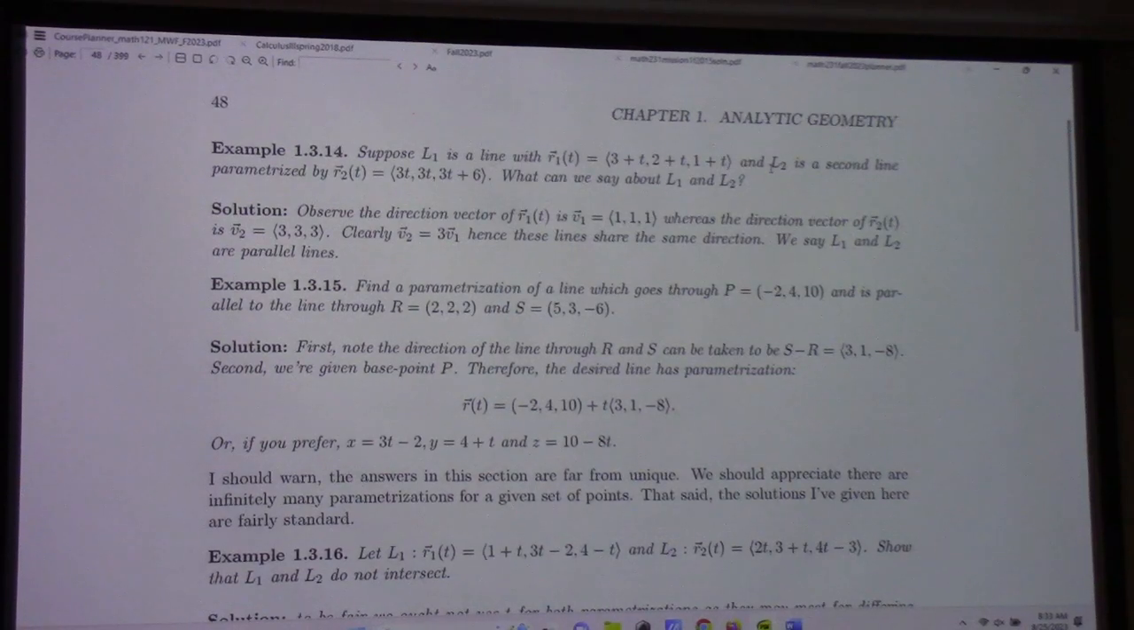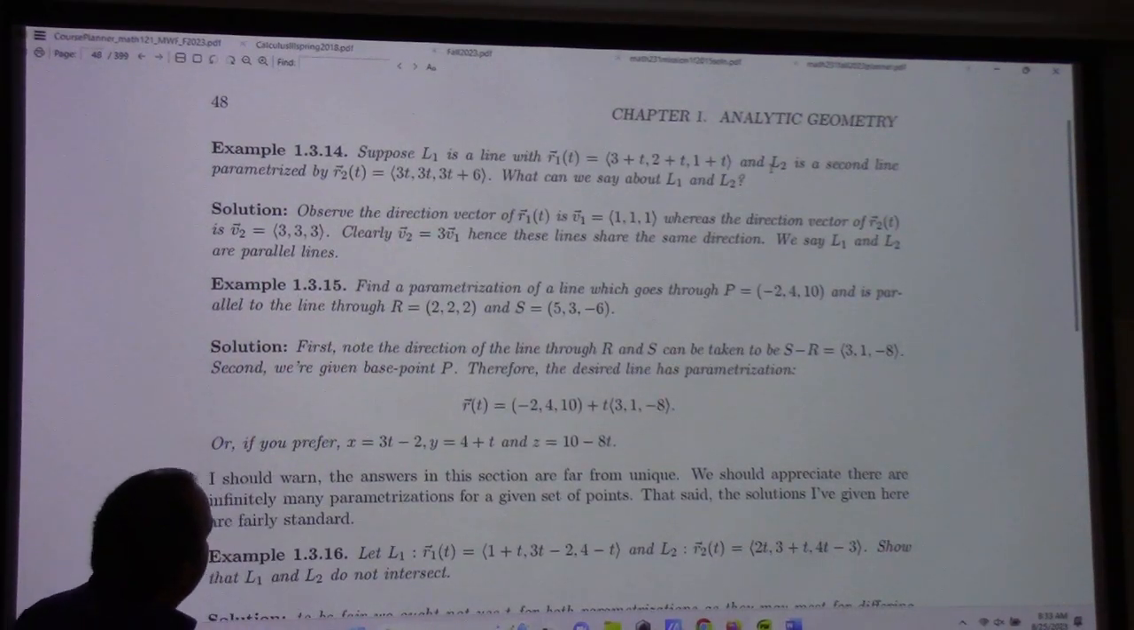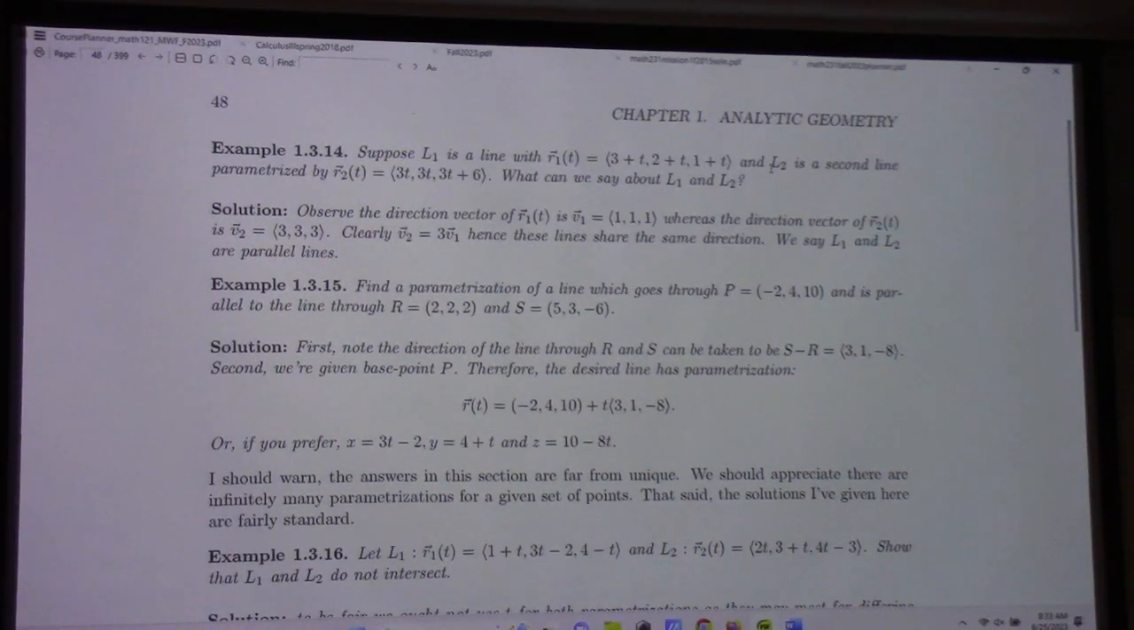Suppose L1 is a line with that formula. L2 is a second line with that formula. What can we say about L1 and L2? Well, that's a vague question, isn't it? So what would you do when you're faced with a question like this? What are the things that we can talk about in a line?